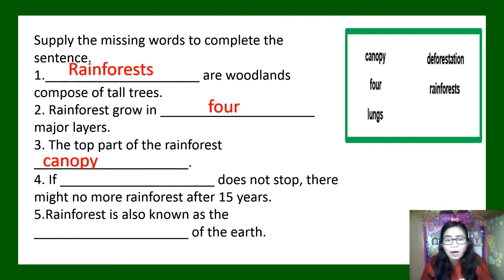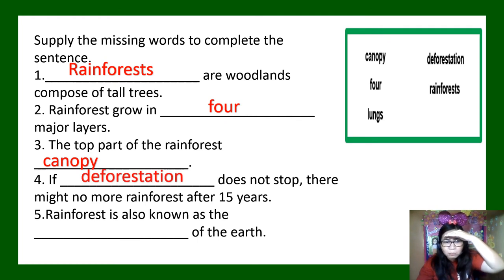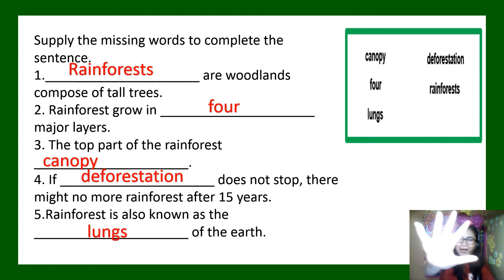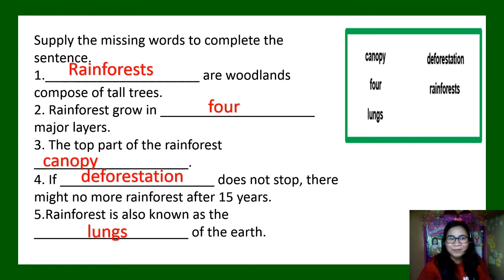If blank does not stop, there might be no more rainforest after 15 years. This is so sad. Oh, can I see your answer? Is that deforestation? Great, you got it, my dear. Good job. Rainforest is also known as the blank of the earth. The lungs of the earth is correct, lungs. Good job. Oh, I hope you've got 5 points. Good job, dear pupils.